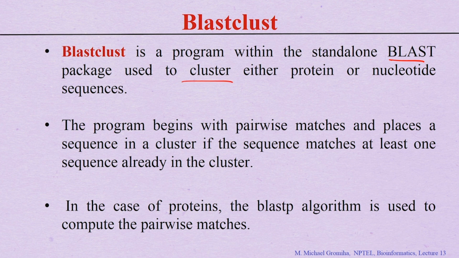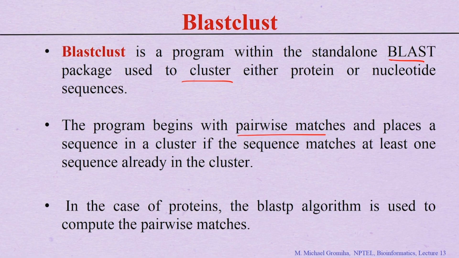So, how does it work? It first begins with a pairwise match and places the sequence in a cluster. If the sequence matches at least one other, if two sequences have high identity, and you are interested in a threshold of 25%, which is more than 25%, you put them in one cluster. For proteins, they use BLASTP for the alignment. For nucleic acids, which program do they use? BLASTN. So, they take BLASTN to align the sequences.